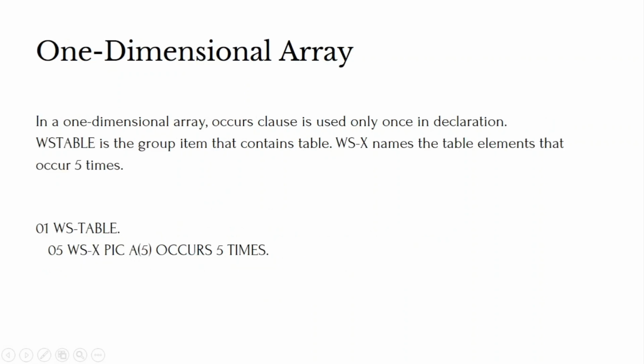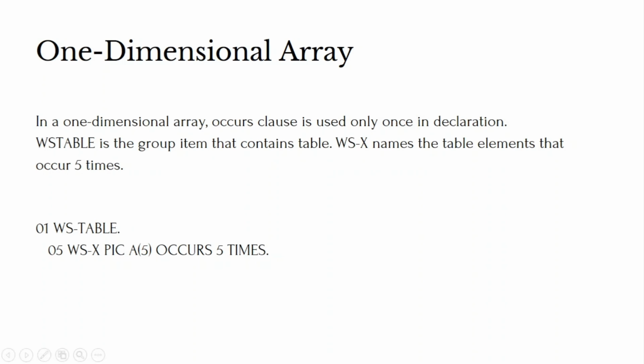There are two types of arrays in COBOL: one-dimensional array and two-dimensional array. In a one-dimensional array, the OCCURS clause is used only once in the declaration. For example, this is the one-dimensional array we have defined: WS-TABLE is the group item, and WS-X PIC A(5) OCCURS 5 times. So WS-TABLE is the group item that contains the table, and WS-X names the table element that occurs 5 times. Let's execute a practical for a one-dimensional array in COBOL.